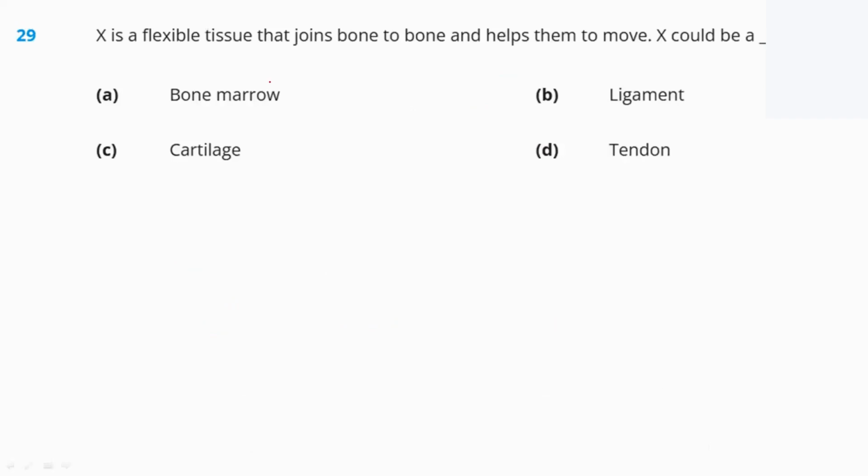Next, X is a flexible tissue that joins bone to bone and helps them to move. So X could be, it is bone to bone attachment, the ligament. So B is our right answer. Okay, B is the right answer for this question.